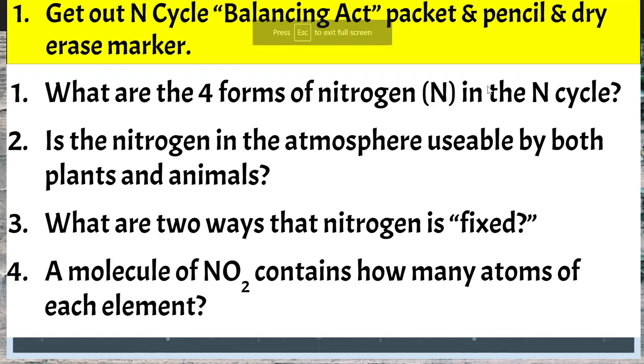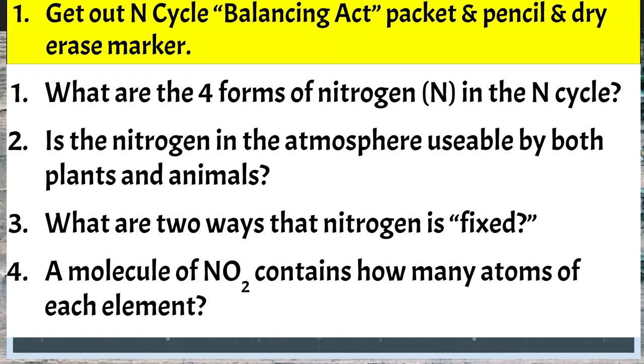Hello, this is day 3 of Balancing Act. Balancing Act is our lab where we're talking about the nitrogen cycle. So make sure when you are getting ready to go through these notes that you have your Balancing Act notes packet nearby. You should have a pencil or other writing utensil, and if you're in the classroom with us, you want to have a dry erase marker as well.